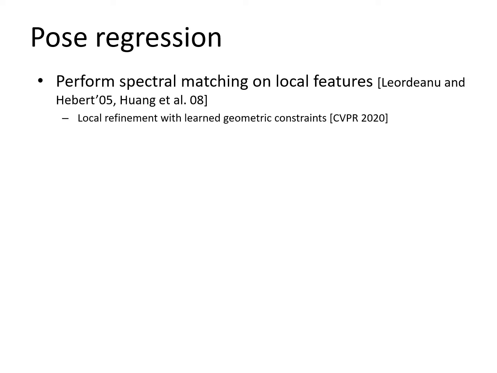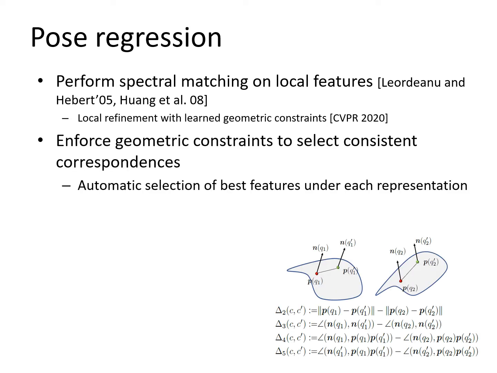Given the completed intermediate representations, pose regression picks features from those completions and performs spectral matching on local features. Optionally, we also perform local refinements with learned geometric constraints in this year's CVPR paper. This approach essentially enforces geometric constraints to select consistent correspondences. In other words, this step automatically selects best features under each individual representation that are consistent with each other.